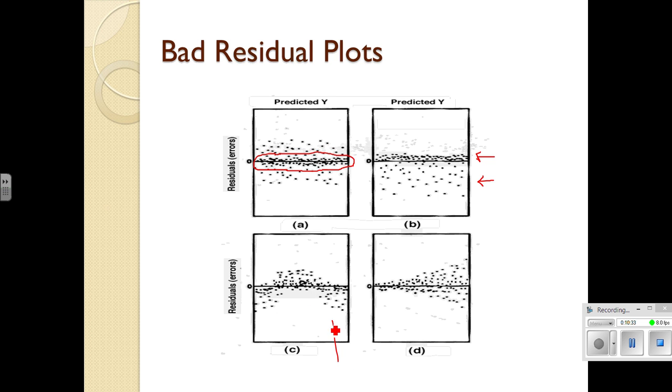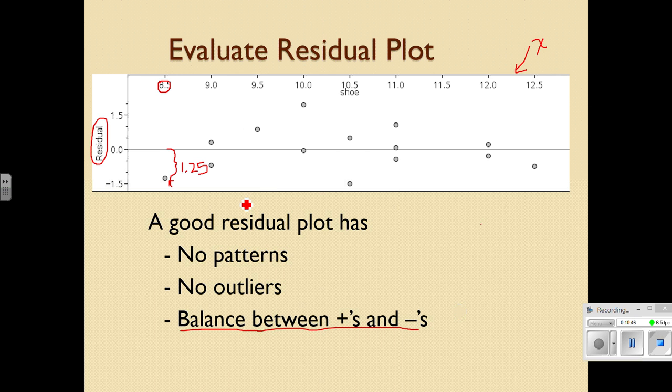Part C, I can see this has kind of a parabolic shape to it. It's kind of a curve shape. I can see a definite pattern. And in part D, we can see it kind of spreads out as we move down the residual line. All of these have patterns. We look back at our previous example here. There wouldn't be really a good way to try to describe that. It doesn't look like a curve. It doesn't look like anything gets more spread out or less spread out as you move down the residuals. There's no real pattern to this, making it a good residual plot.